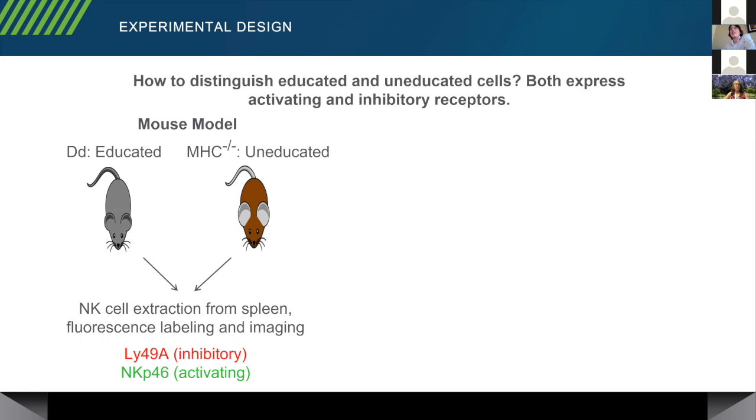So to investigate the NK cells from these two types of mice, we extracted the primary cells from the spleen, followed by fluorescence labeling using antibodies, and then imaging. And we were looking at both inhibitory receptors, in this case, the LY49A, and also activating receptors, in this case, the NKP46.